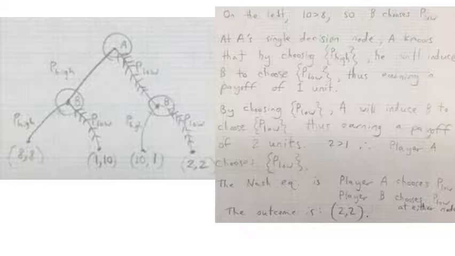The Nash equilibrium of this game is player A chooses to price low and player B chooses to price low, regardless of what player A would do. Okay, so the outcome is 2-2.